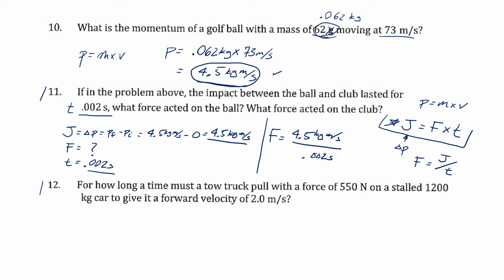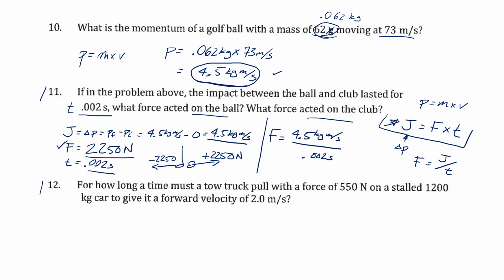Our force is, here, let me erase this. Our force is 2,250 newtons. Done. And if you remember Newton's third law, this force is shared. This force is on both the ball and the club. So both of these will have the same force. And it doesn't matter which one's positive or which one's negative. Just make one of these positive 2250, and the other one negative 2250.